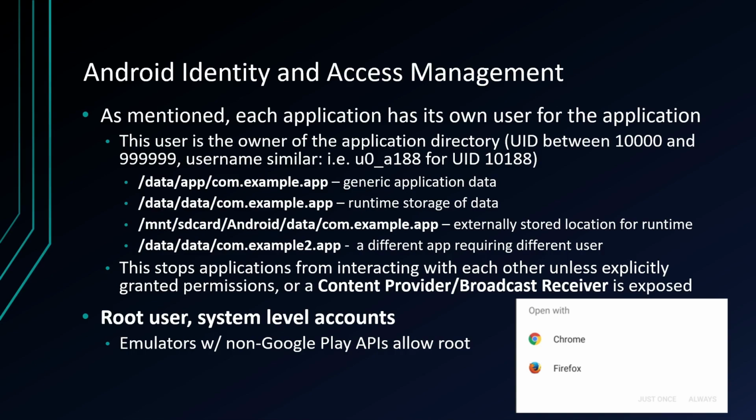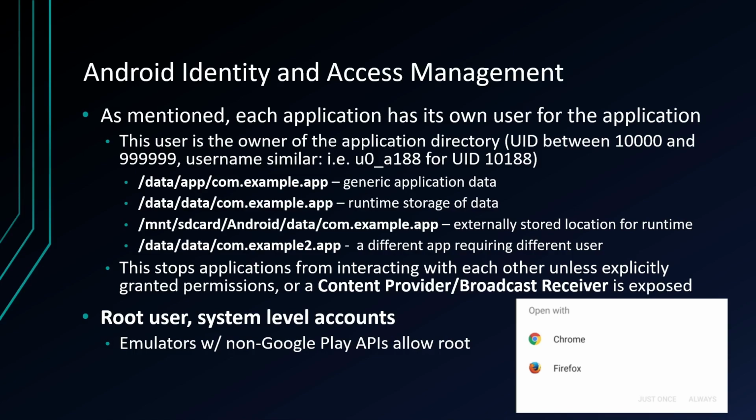Inter-app communication and security mechanisms. Applications can only share data securely using content providers, which are used to share structured data, and broadcast receivers, which are used to receive and process system-wide events. For example, when you open a link in Chrome or Firefox, the browser uses a broadcast receiver to handle the request. Additionally, Android enforces digital signatures to ensure apps haven't been tampered with.